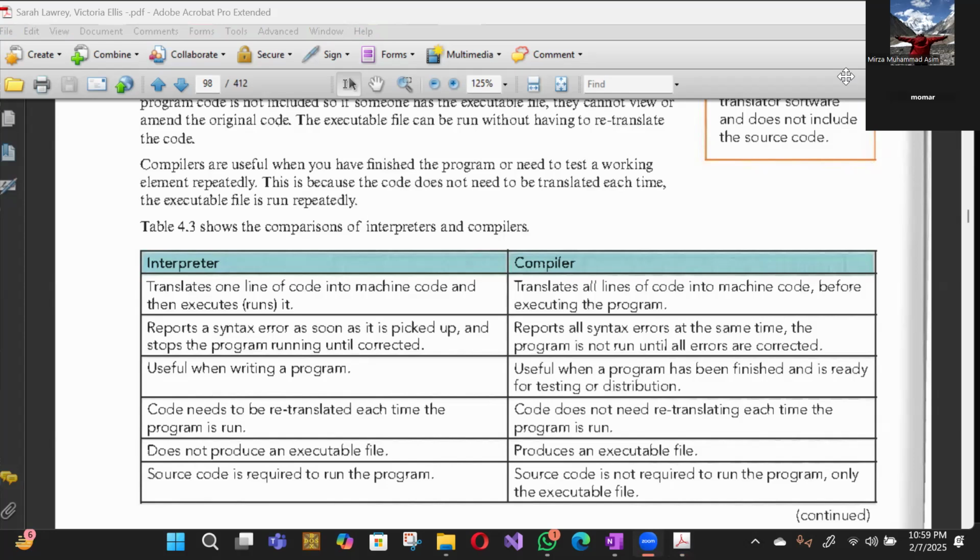Oh, one topic that is still left, that is IDE. Inshallah, in the next lecture we will discuss it. I'll show you the IDE environment as well. Okay, Umar?